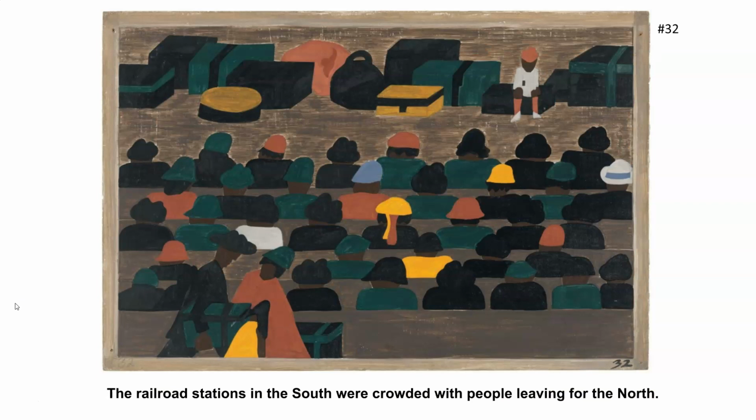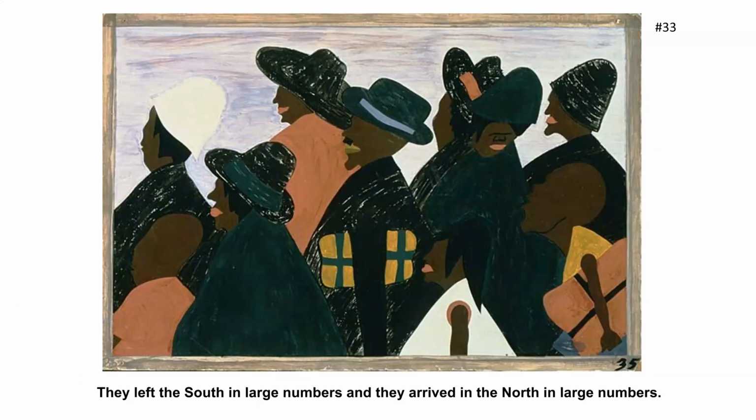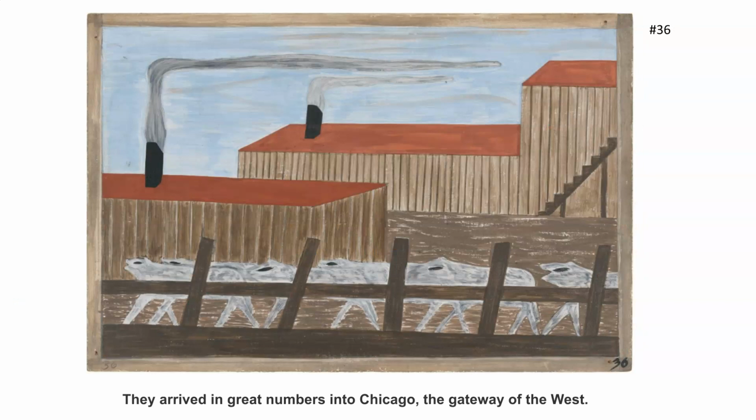The railroad stations in the South were crowded with people leaving for the North. People who had not yet come north received letters from their relatives telling them of the better conditions that existed in the North. They left the South in large numbers, and they arrived in the North in large numbers. They arrived in great numbers into Chicago, the gateway of the West.